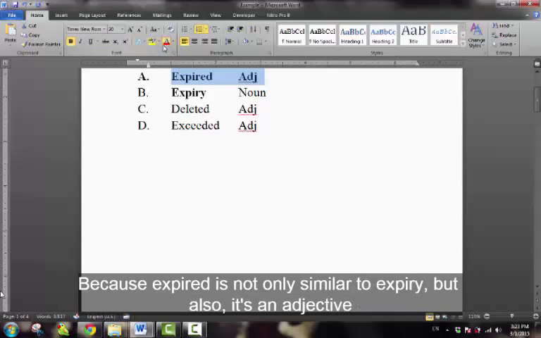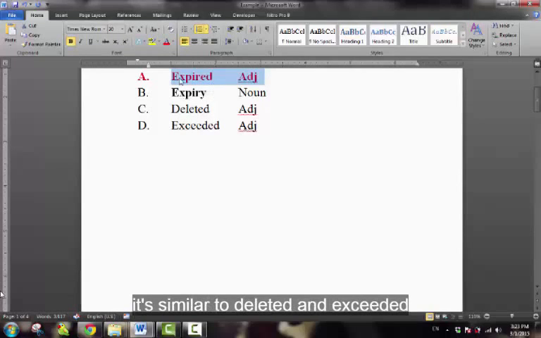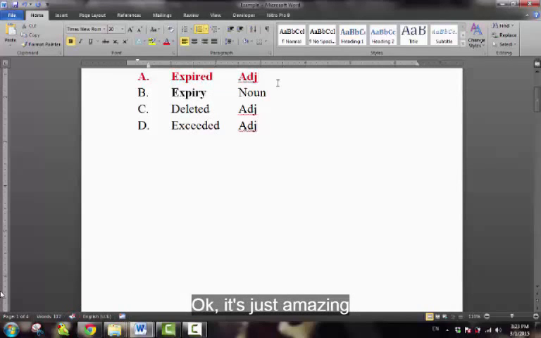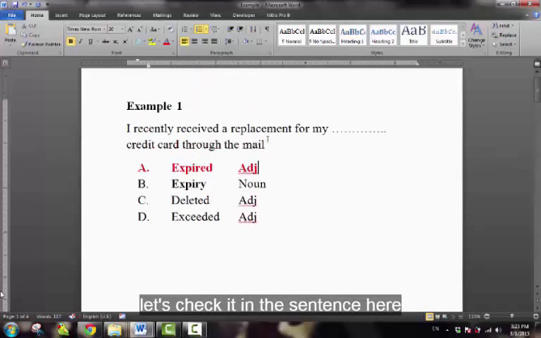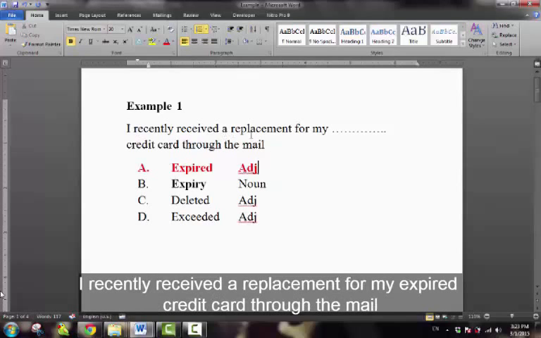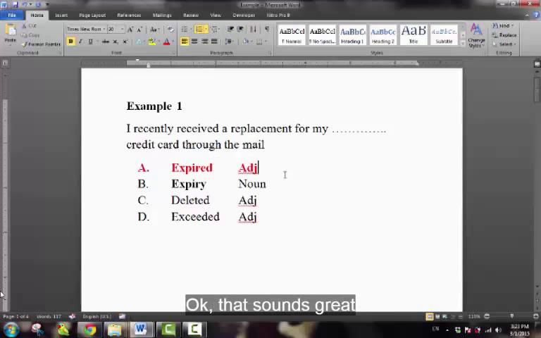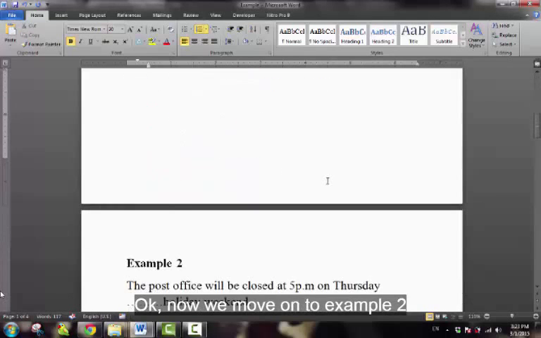Why? Because expired is not only similar to expiry, but also it's an adjective. It's similar to deleted and exceeded. Okay, it's just amazing. Let's check it in the sentence here. I recently received a replacement for my expired credit card through the mail. Okay, that's great. Now we move on to example 2.